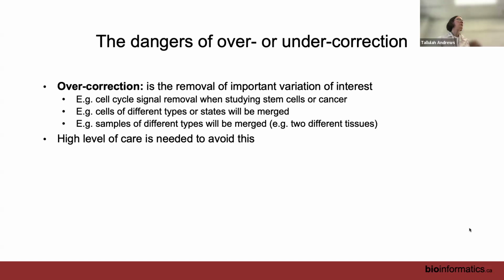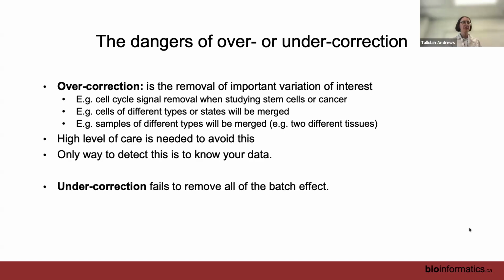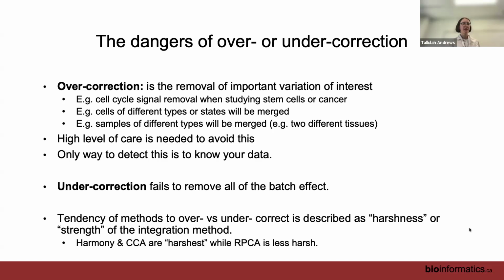So you need to be very careful when you're doing data integration to make sure you're only getting rid of the least amount of information you need to in order to get your data to integrate. And there's no trick to this. There's no algorithm you can use that will tell you whether you've overcorrected or not. You just have to know your data and know what it should look like. In terms of undercorrection, this is when you fail to remove all of the batch effect. And that's when we do have some scores that you can use to calculate whether there's still some batch effect present or not.